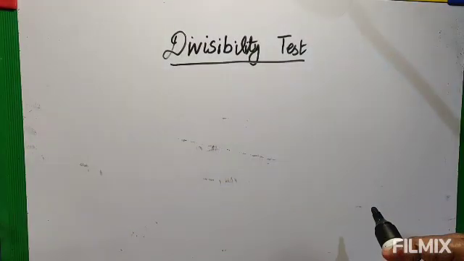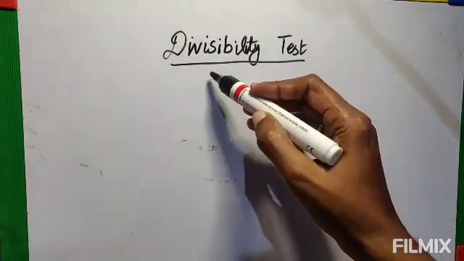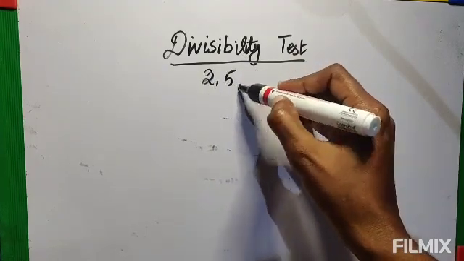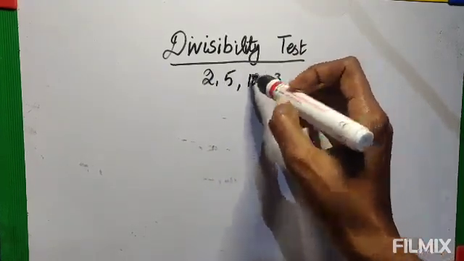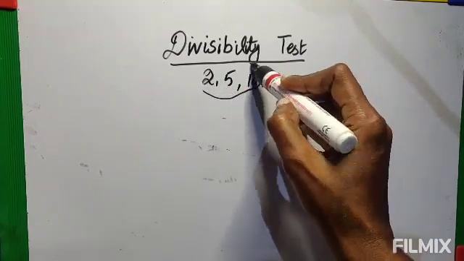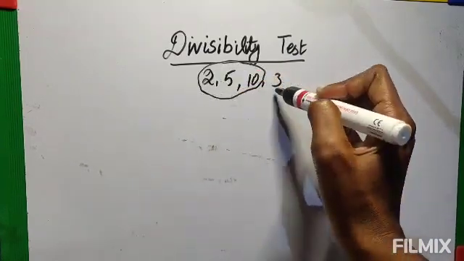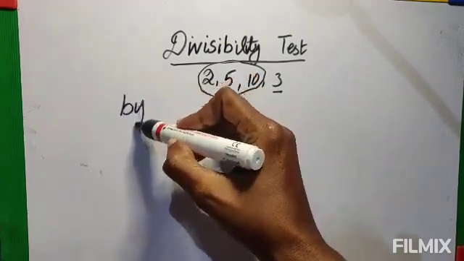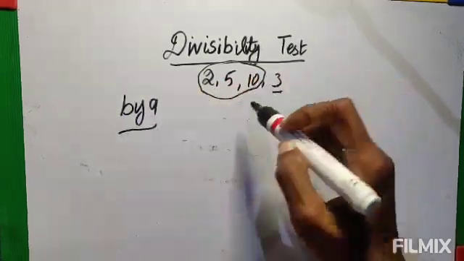Good morning children. We have learned the divisibility test by 2. Again we learned 5, then 10, then we learned 3. These were similar rules. First I taught this one, then I taught 3. So now we are going to learn the divisibility test by 9. 9 and 3 are similar.